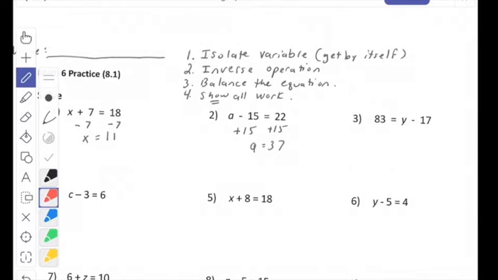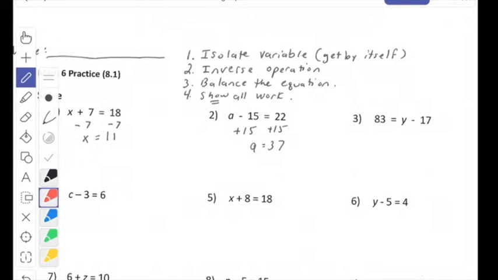Okay, boys and girls, what we're going to do is I'm going to show you how to solve algebraic expressions with a variable. If you remember in our class notes, the first step is to isolate the variable. That means get it by itself. To do that you need to use the inverse operation. Inverse operation means the opposite operation of what's going on.